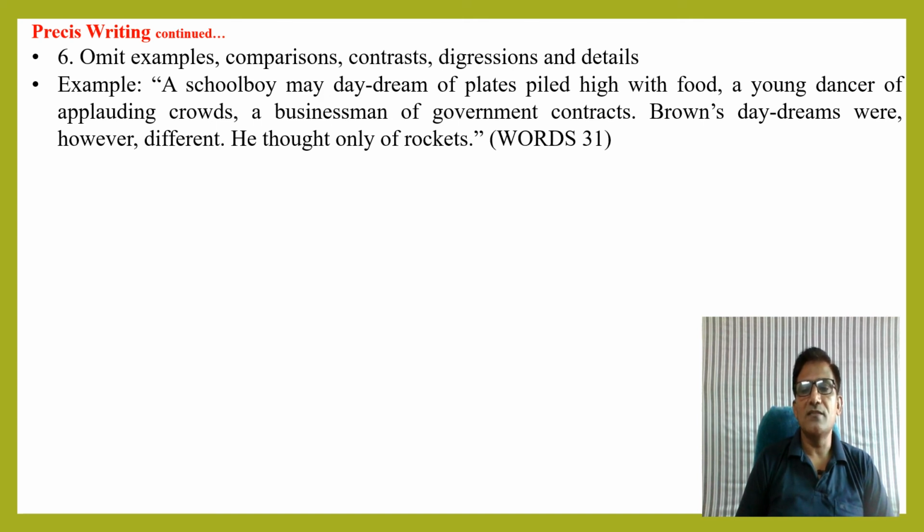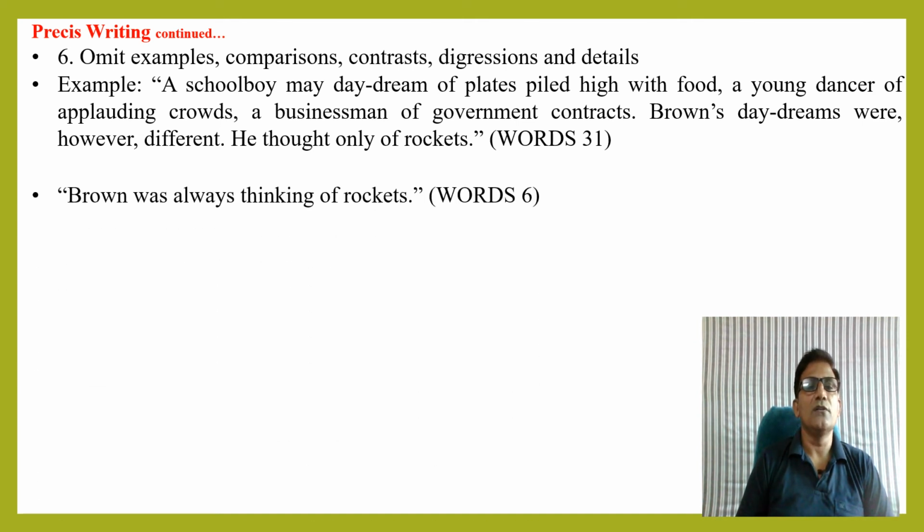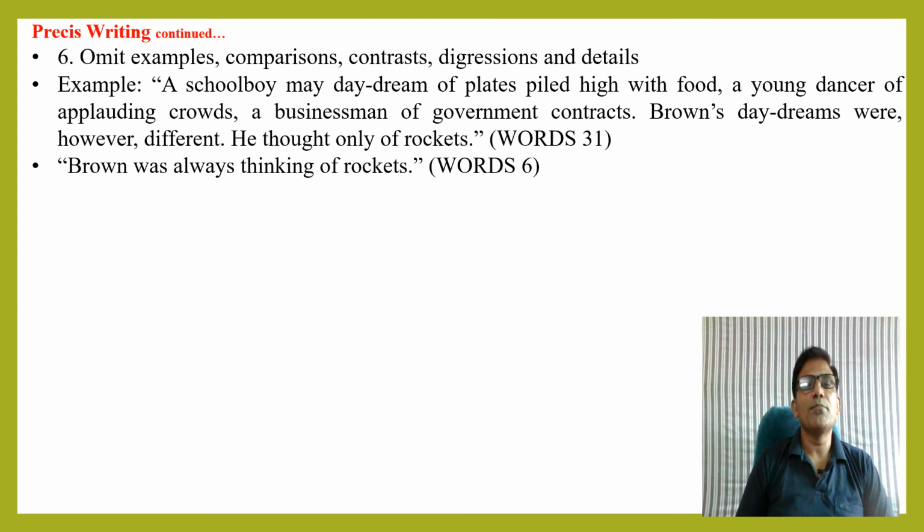If you look at this passage carefully, then perhaps Brown is the center of attraction. All other things are examples, which is a platform, which is a kind of introduction. Now you can replace this with Brown was always thinking of rockets. In order to assert this idea, these examples were given. The examples before Brown's daydreams were, however, different.